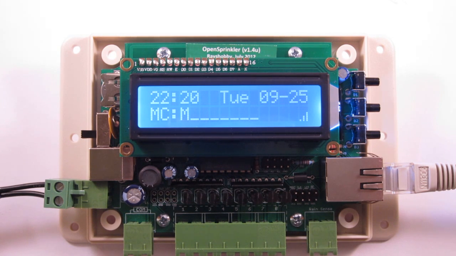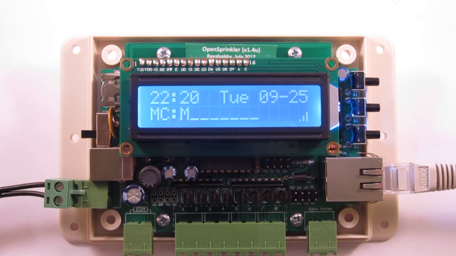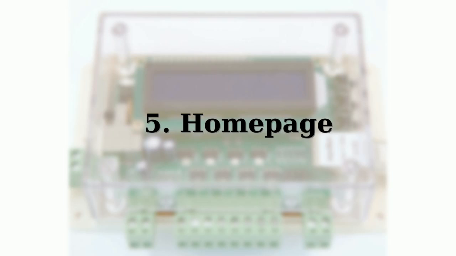During operation, OpenSprinkler will continuously monitor the network status indicated by the Wi-Fi icon at the end of the second line. If the network is lost, and if this continues for more than 5 minutes, the controller will automatically reconnect. During the reconnection process, any ongoing water schedule will continue to run without interruption.